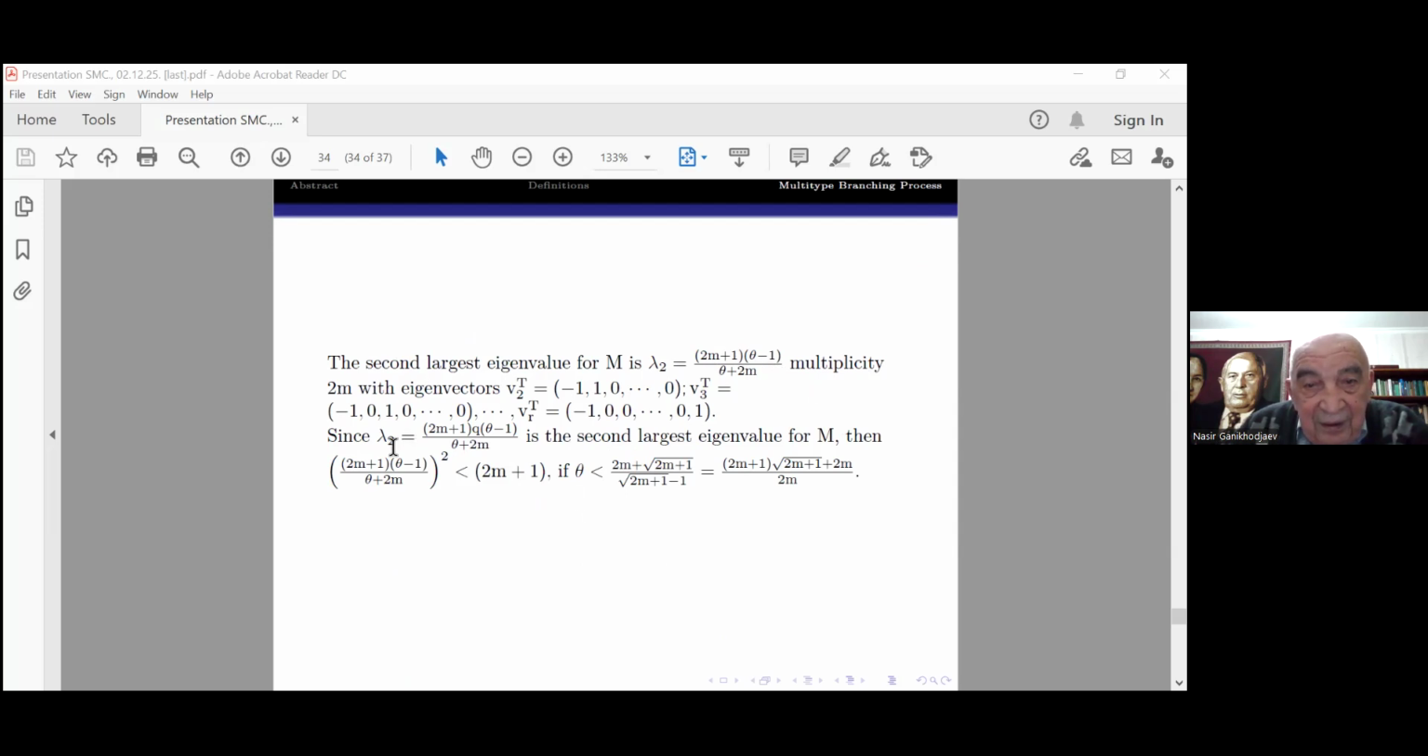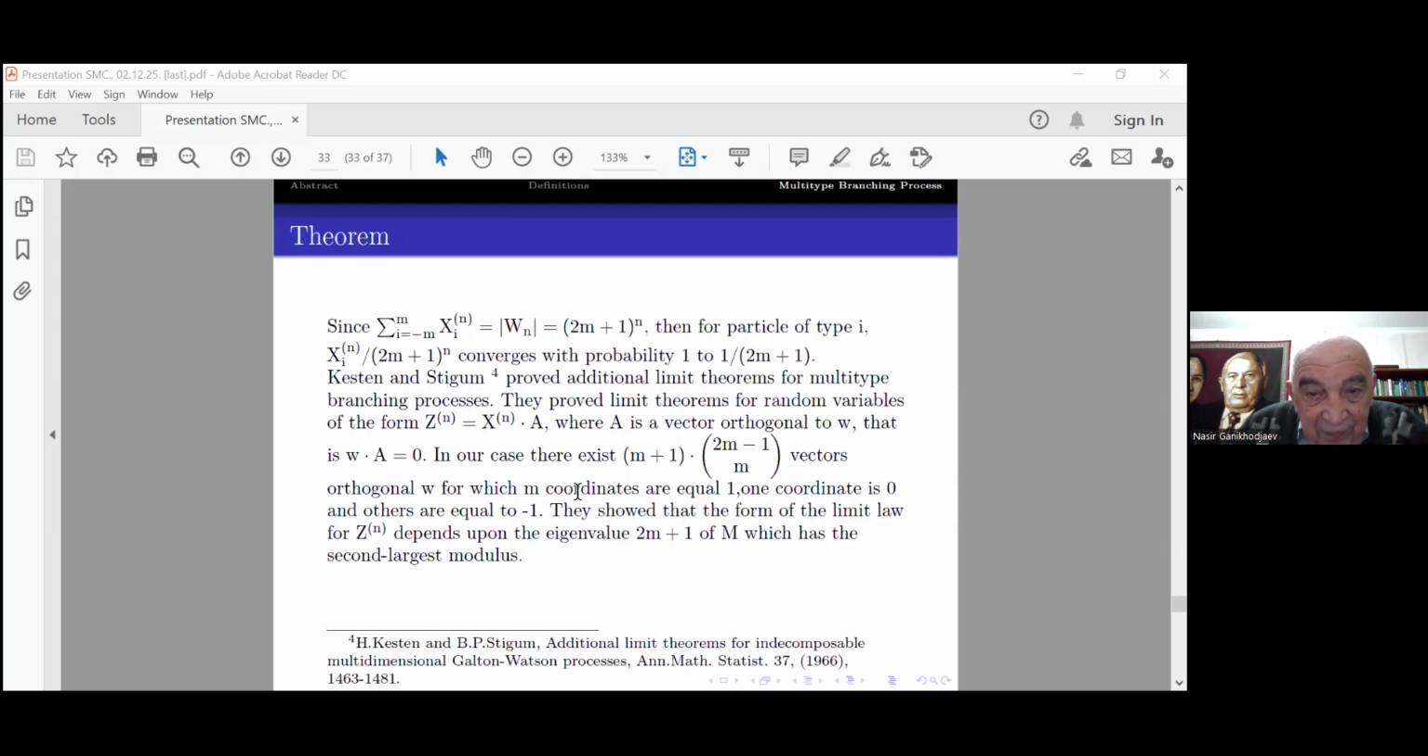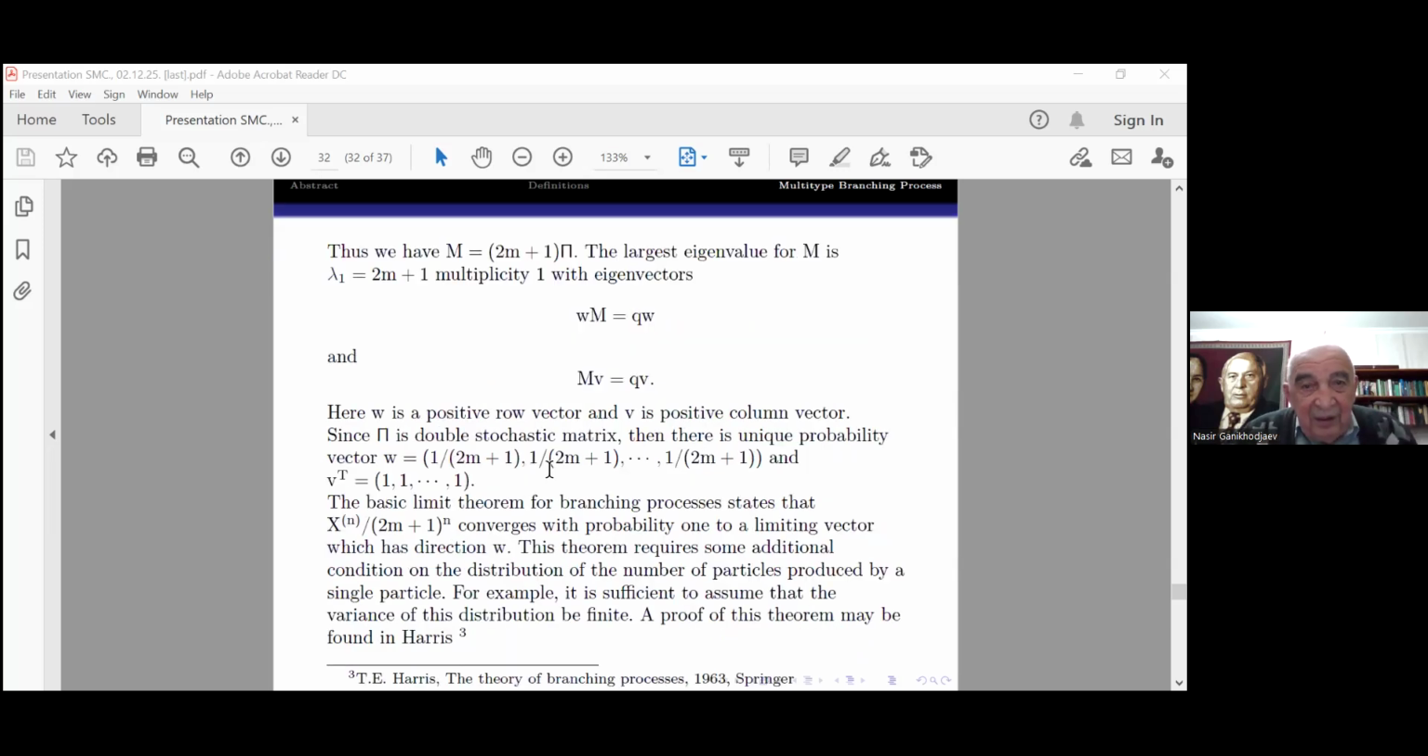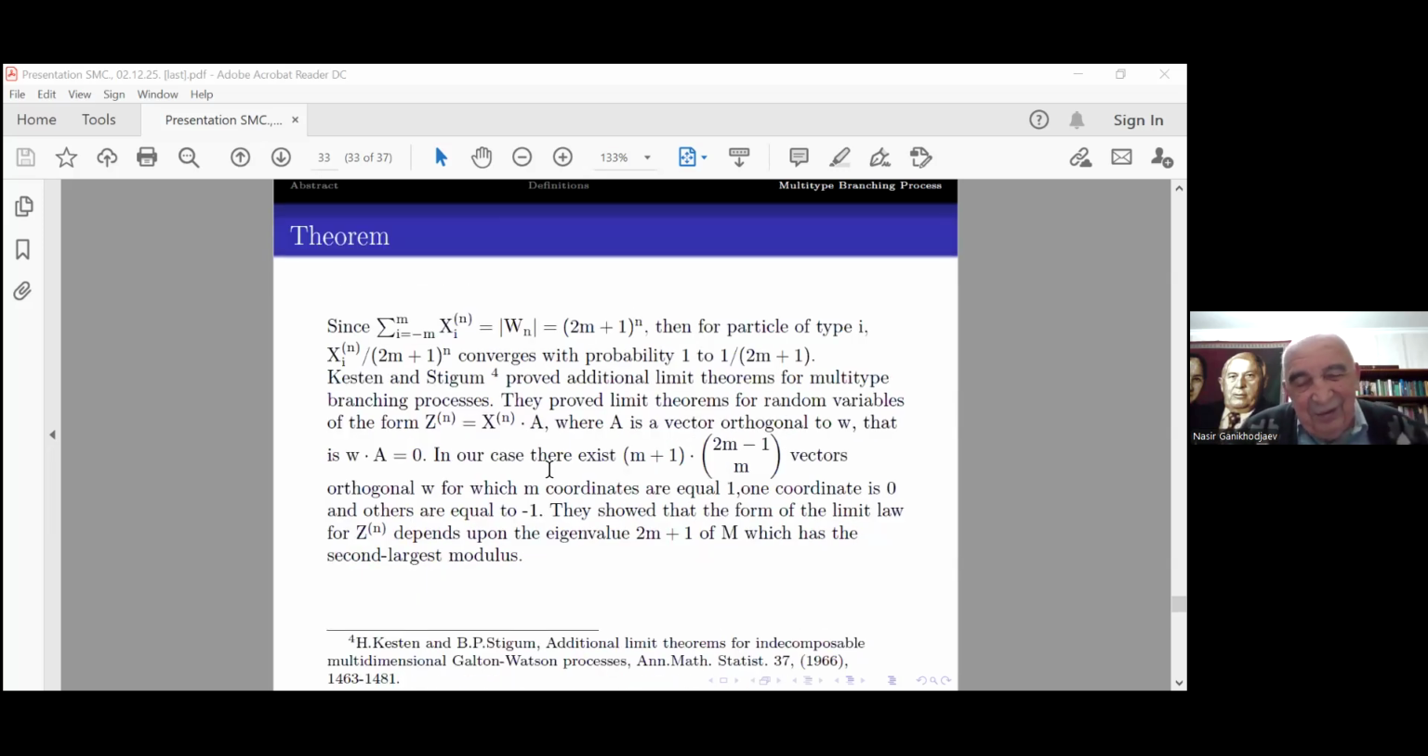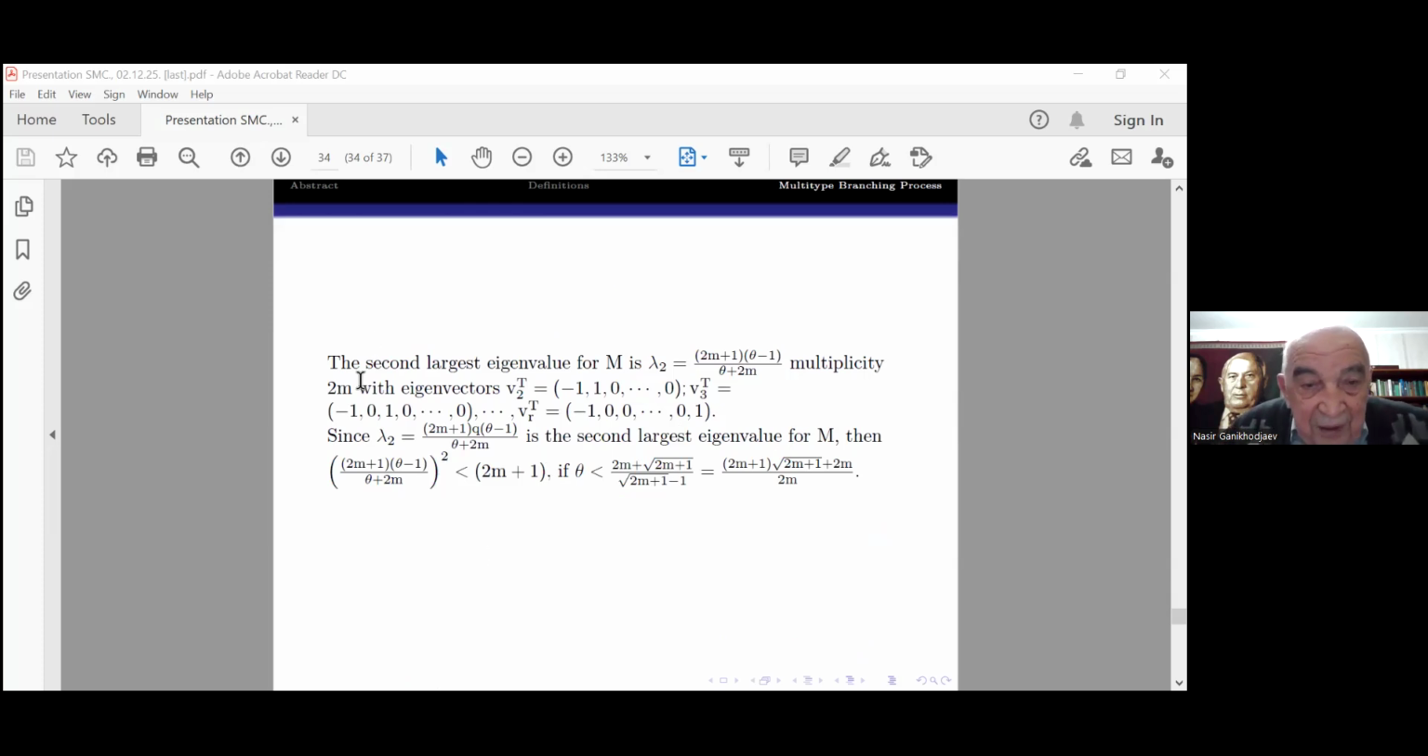And the condition was that its square should be less than the first eigenvalue. This is what we are verifying. So this is lambda 2 squared, this is lambda 1, and we will have this inequality for theta showing it is less than this value.